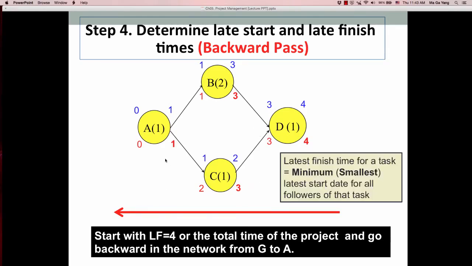Notice that if there are two conflicting numbers for the late finish time of a task, we can choose the minimum or smallest late start time among all followers of that task. So we choose 1 instead of 2.